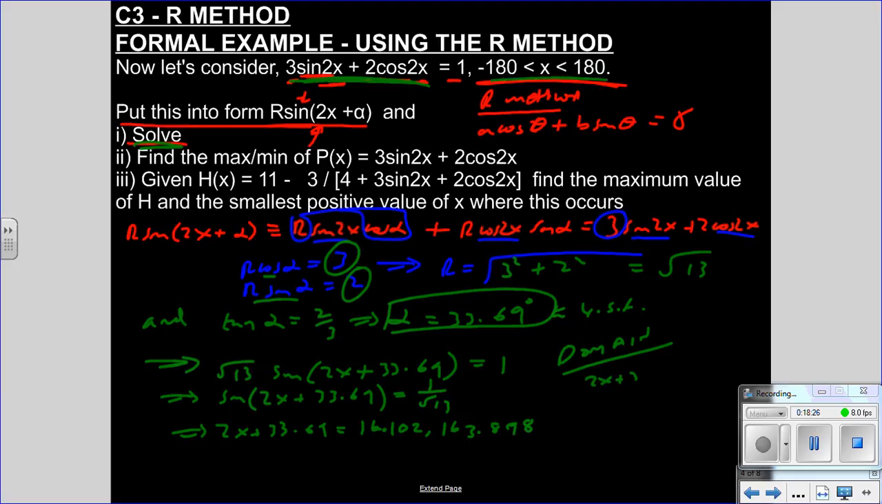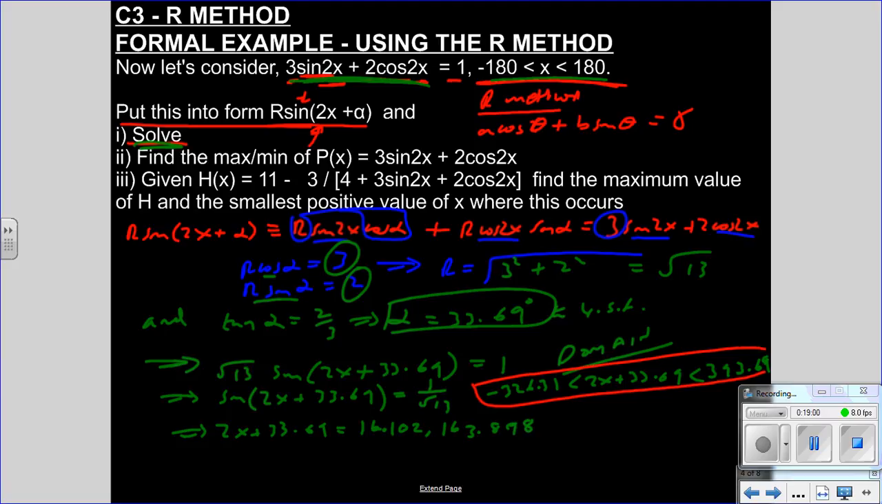So 2x plus 33.69 is now between 180 times 2 plus 33.69. I'm just doing this to help you if your C2 trig is rusty. So that's 393.69 here. And then we have our minus 180 times 2 plus 33.69, and that's minus 326.31. So there you go. That's what we're working with.